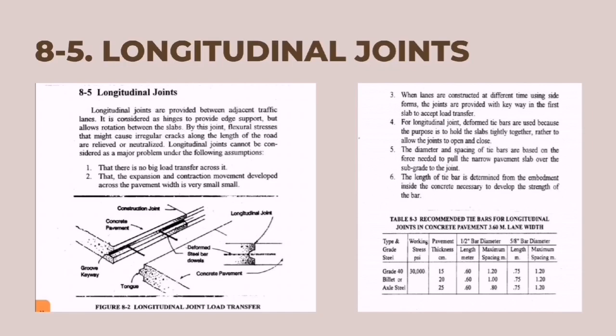Fourth, for longitudinal joints, deformed tie bars are used because the purpose is to hold the slabs tightly together rather than to allow the joints to open and close. Fifth, the diameter and spacing of tie bars are based on the force needed to pull the narrow pavement slab over the subgrade to the joint. Last, the length of the tie bar is determined from the embedment inside the concrete necessary to develop the strength of the bar.